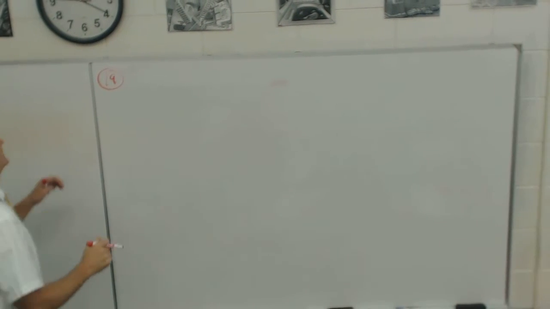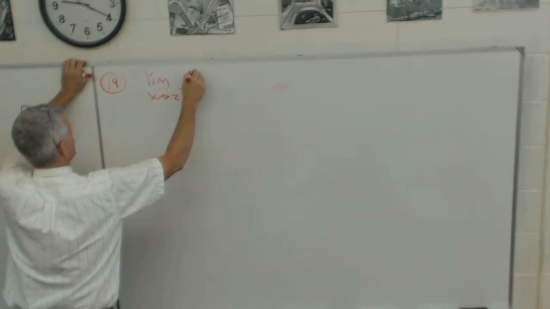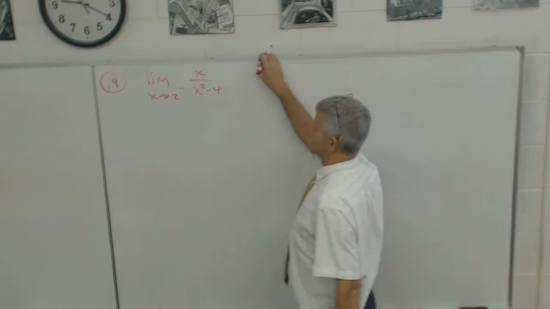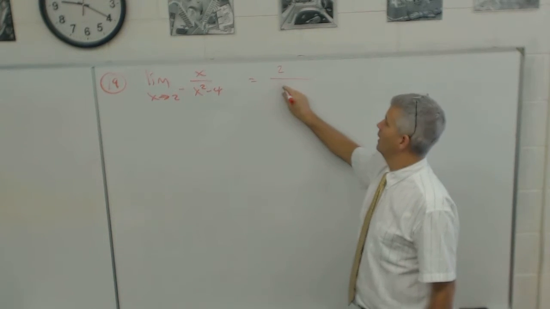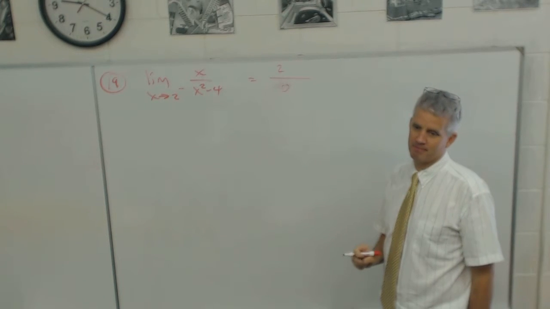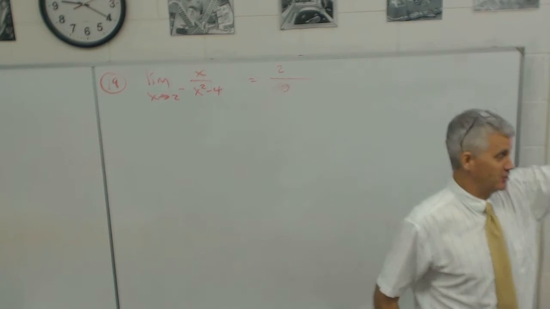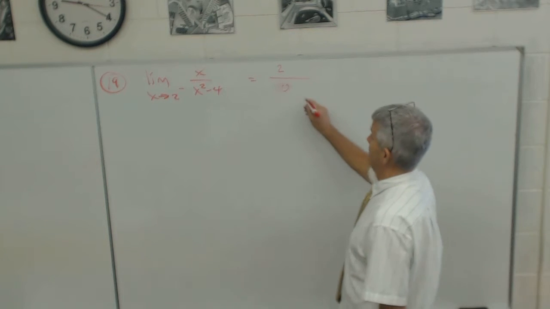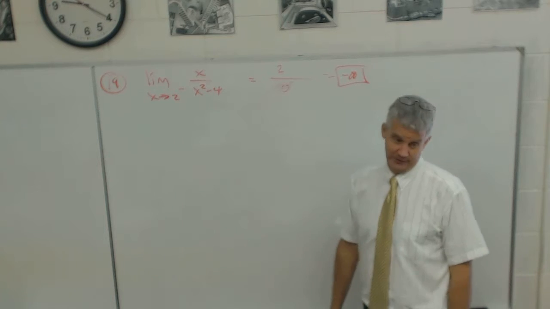19. The limit as x approaches 2 from the negative side of x over x squared minus 4. Now, what do we get when we just plug it in? On top, 2. On bottom, 0. Are we going to get a positive 0 or a negative 0? Think about it being 1.9, 1.98. I'm approaching 2 from the left. So negative. So what's the answer? Negative infinity. That's how we do it.